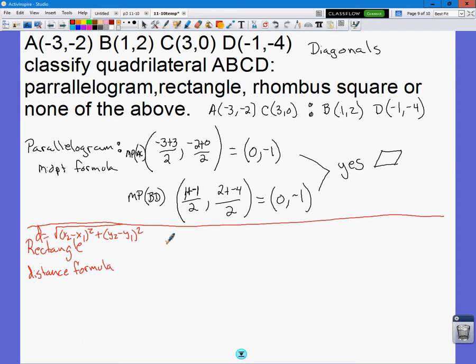So, we're going to find the length of AC by using the distance formula. We're going to find the length of BD by using the distance formula. And we're going to see, are the diagonals congruent? If they're congruent, the answer will be yes, it's a rectangle. If they're not congruent, it's not a rectangle.